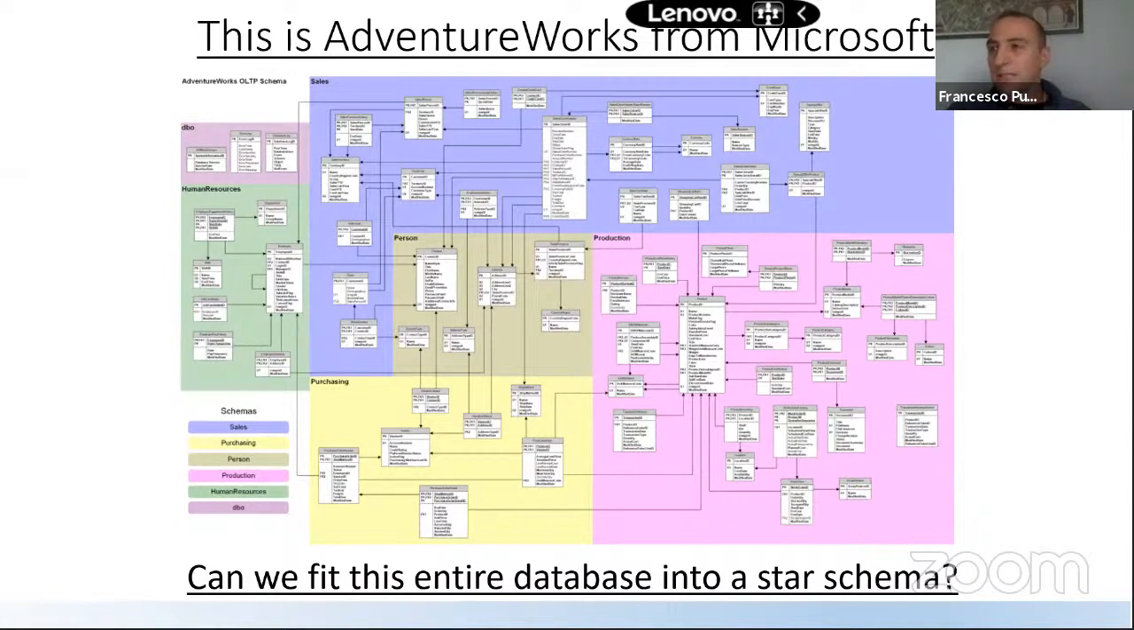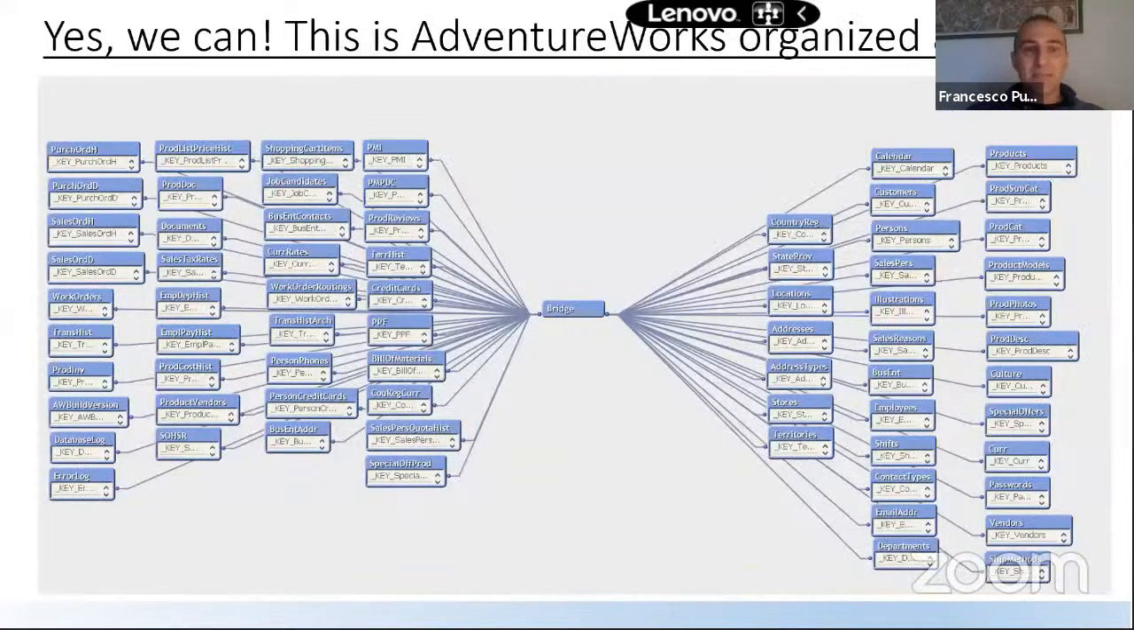Can we fit this entire database into a star schema? Can we fit this database into a star schema? Probably yes. Well, otherwise, why am I here? So yes, we can. This is AdventureWorks organized as a Unified Star Schema.